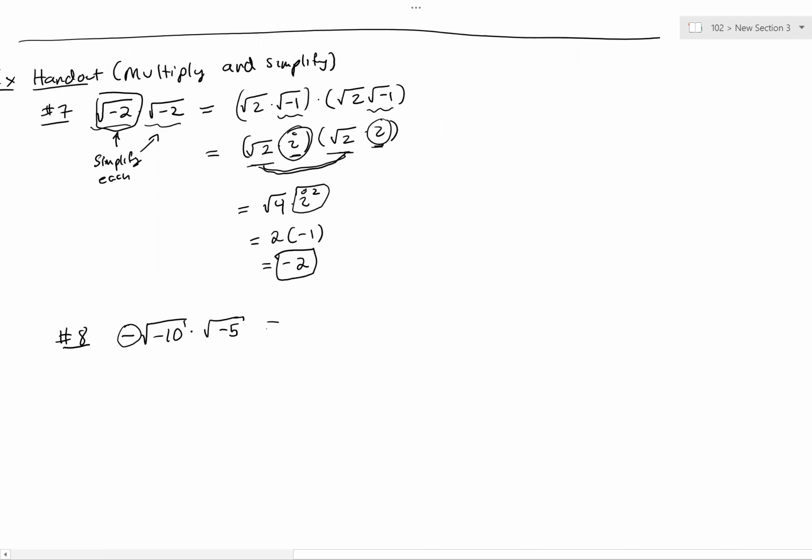The first thing I'm going to do is simplify these two radicals the same way I did the square root of 2 up there. So I'll have negative the square root of 10 times the square root of -1 times the square root of 5 times the square root of -1.